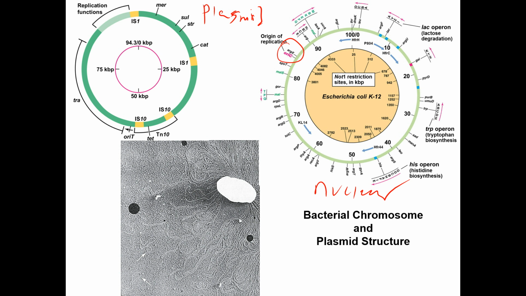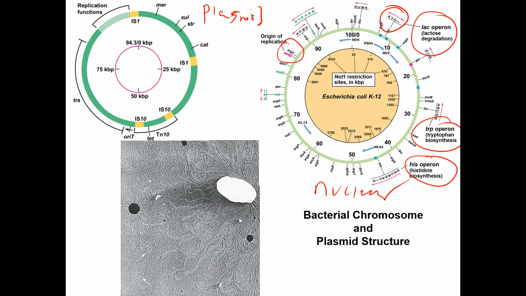And notice how the genes are organized. You have what's referred to as an operon. Genes aren't spread out randomly throughout the bacterial chromosome. What you see is that genes are organized because they are related to one another. Like here you have a lac operon. The genes that are involved in lactose degradation, those four genes, are grouped together. So I, Z, Y, and A here.